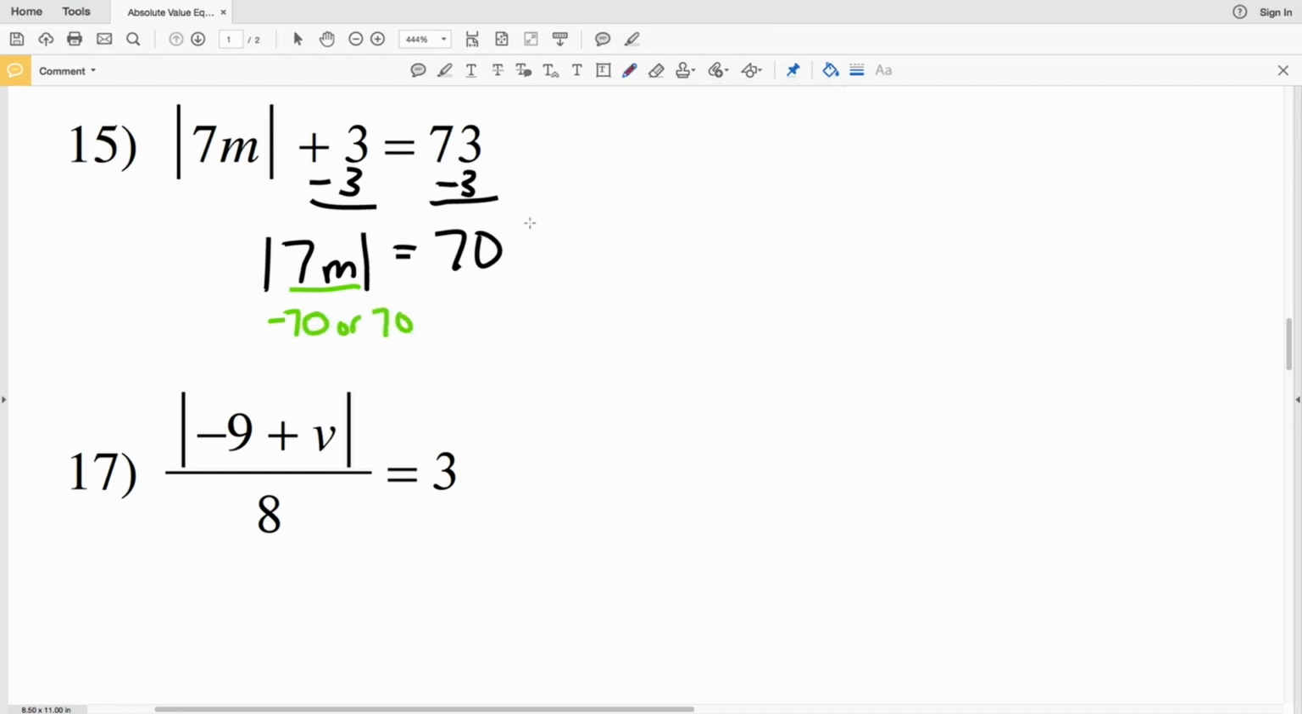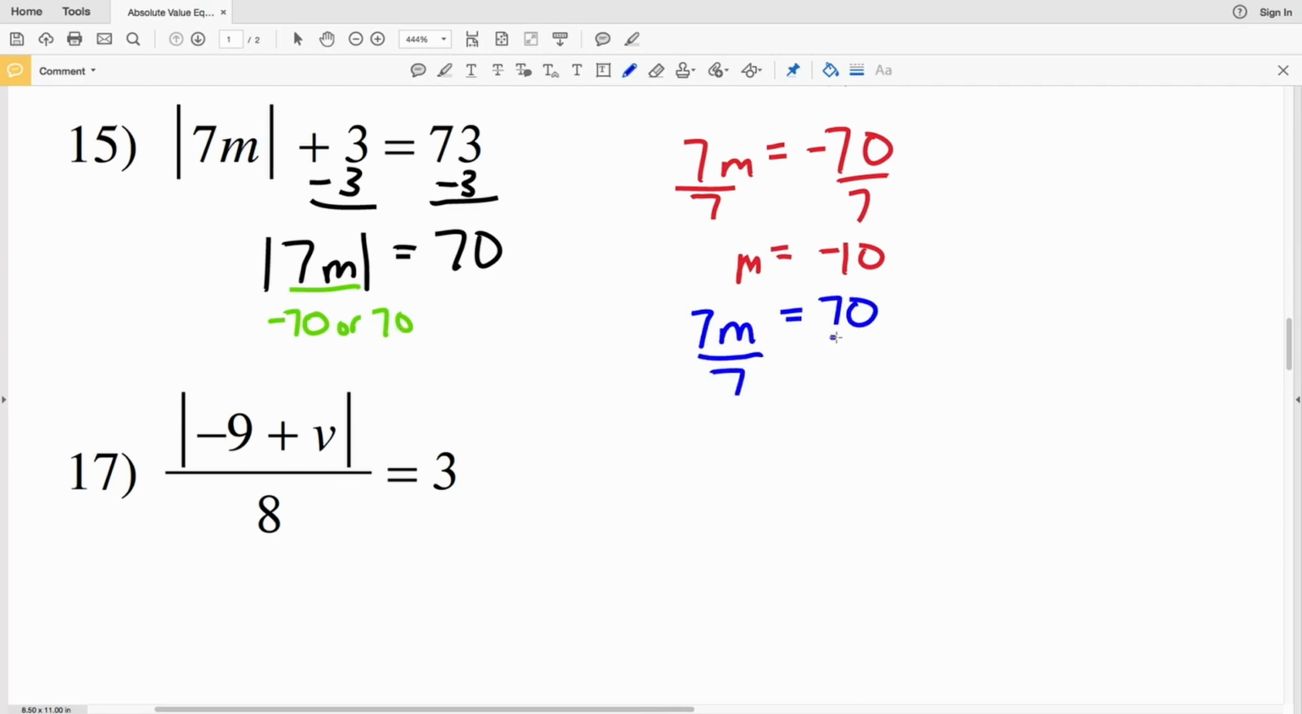So looking at it when 7m equals a negative 70, we're dividing by 7, and we get that m is equal to negative 10. If we're looking at it when 7m equals 70, where that 70 is positive, when you divide by 7, you get that m is equal to a positive 10. The answer is either negative 10 or positive 10.